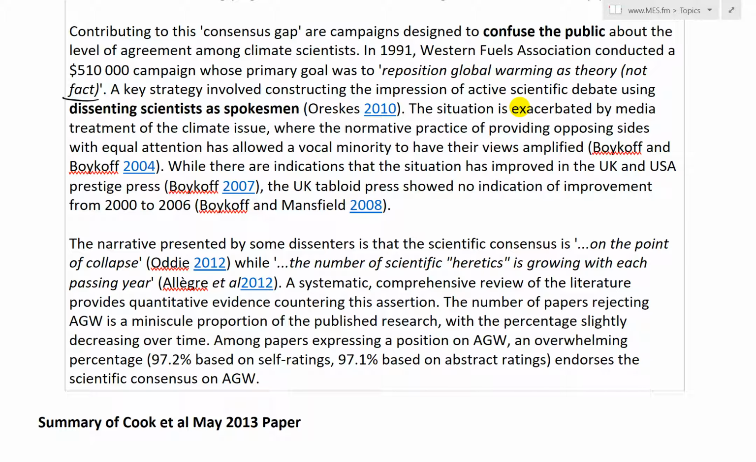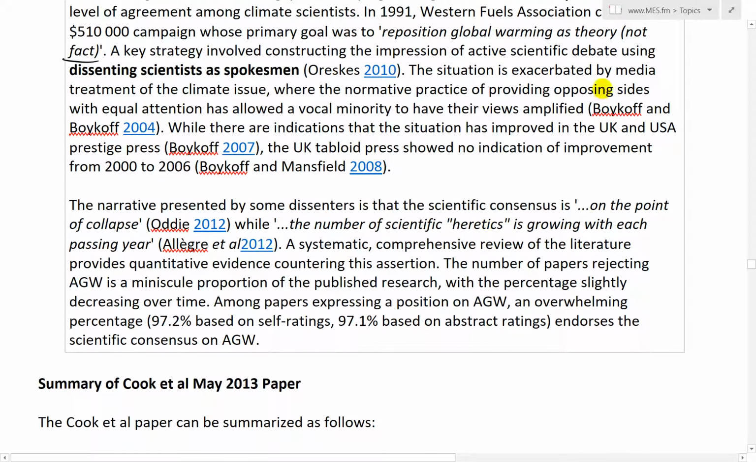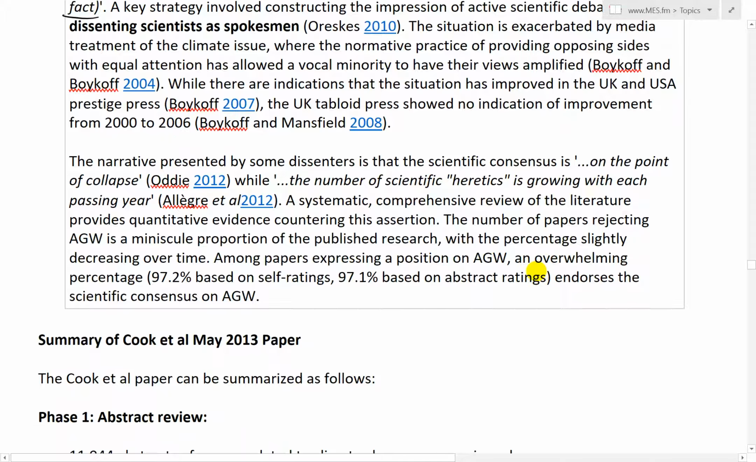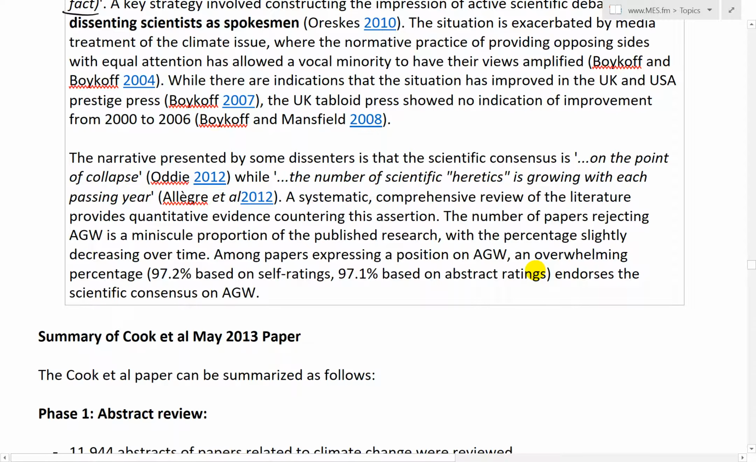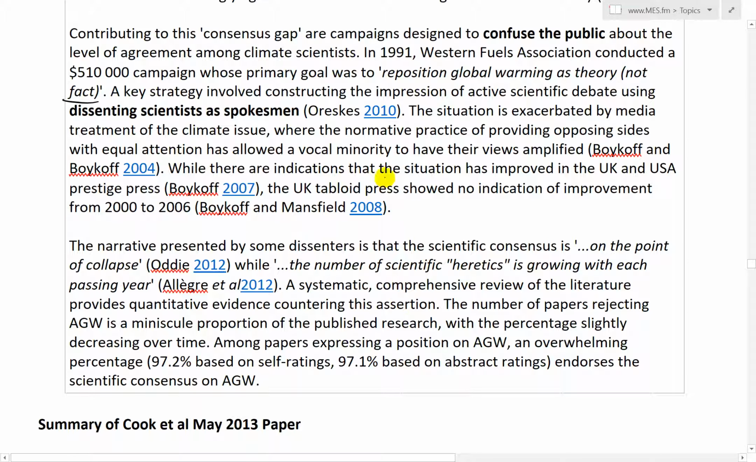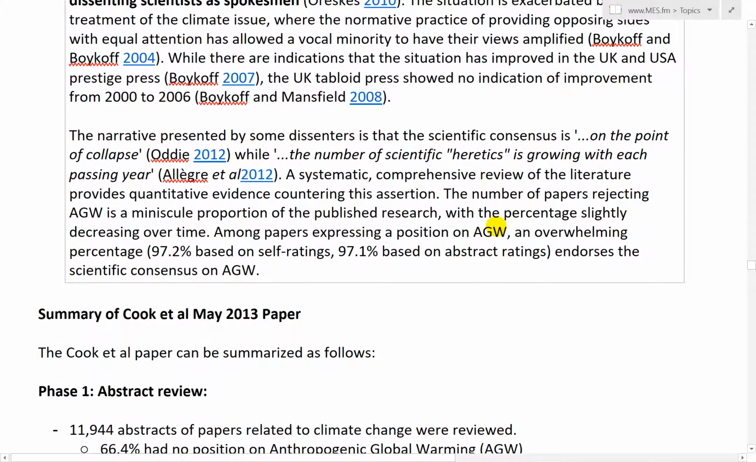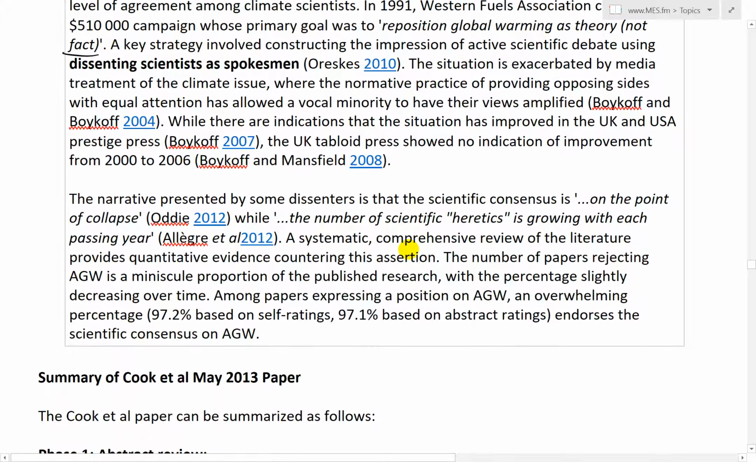So now, again, even further attacks on these people questioning. The situation is exacerbated by media treatment of the climate issue, where the normative practice of providing opposing sides with equal attention has allowed a vocal minority to have their views amplified. While there are indications that the situation has improved in the UK and US prestige press, the UK tabloid press showed no indication of improvement from 2000 to 2006. Again, now they want media manipulation, and I believe that media as a whole is already on this climate change bandwagon.